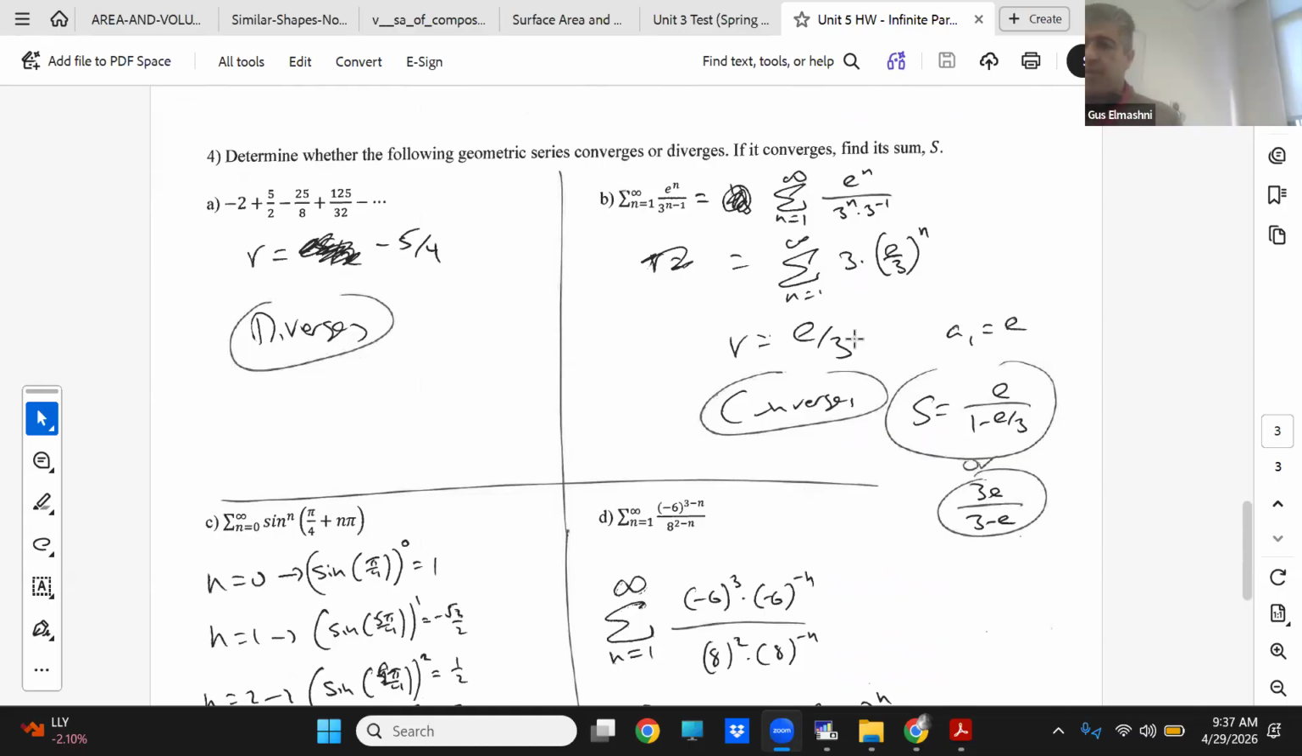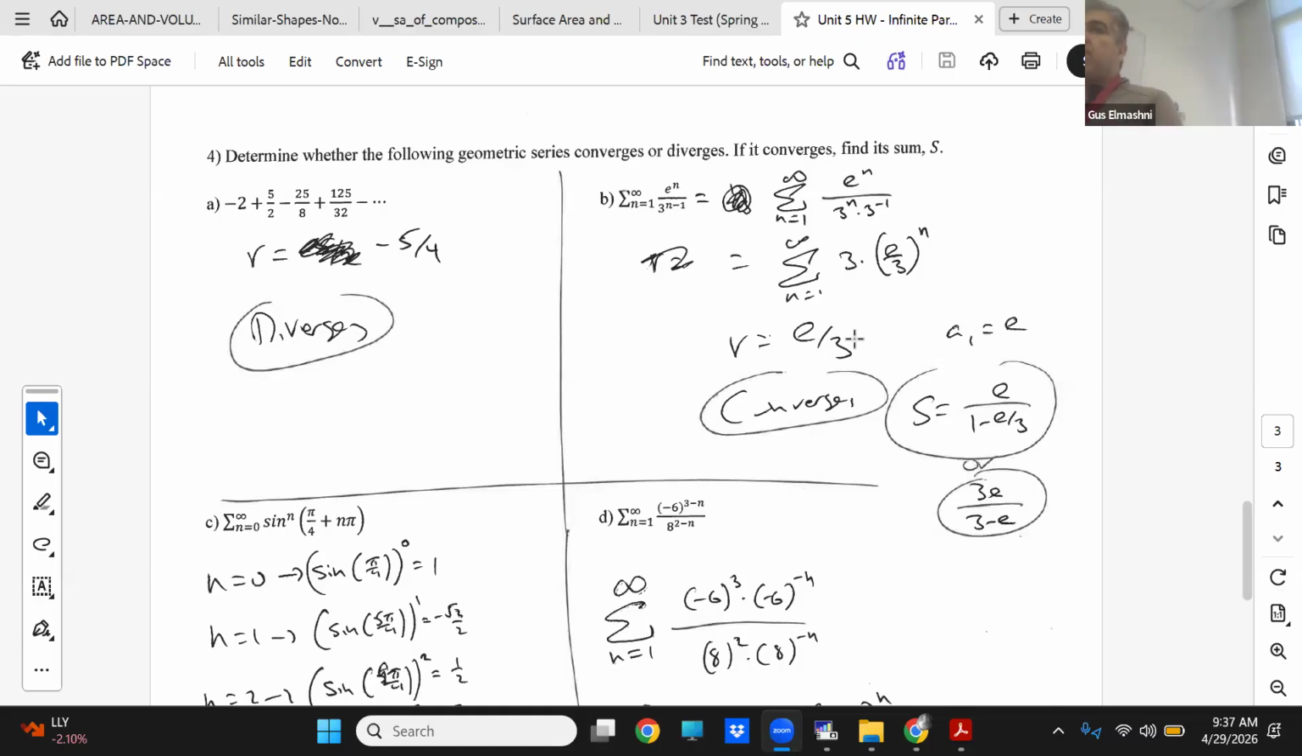3 to the n-1 is the same thing as 3 to the n times 3 to the -1. So notice that e to the n and 3 to the n both have n as their exponents, so you can consolidate that as e over 3 raised to the n. The 3 to the -1 is just pushed off to the side, because that's 1 over 1/3. So your first term, if n is 1, would be e. There you go. The ratio is e over 3.